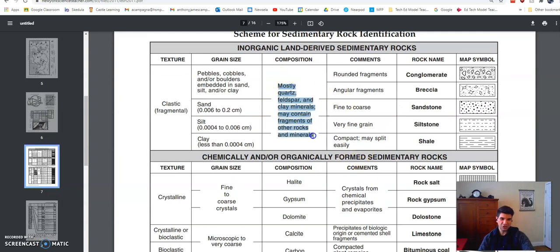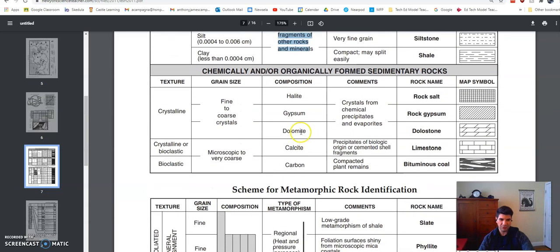So composition doesn't help us because we got feldspar, clay. These things are not used as building materials. We know halite is a food substance. We know that's salt. So we eat that. So that we're not using for our homes. Gypsum, dolomite, and calcite. Those really are the ones that we do use as building materials.